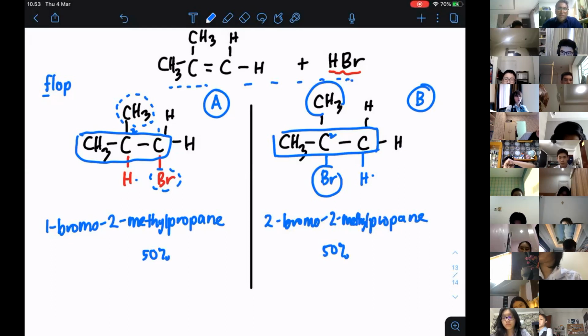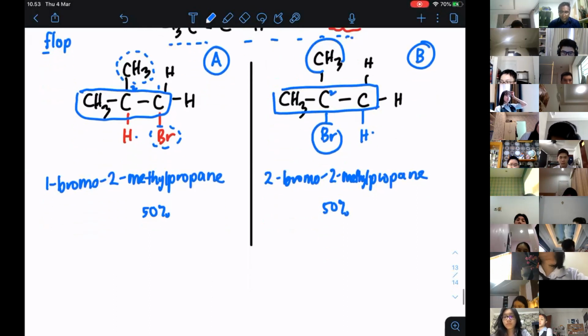Normally when we look at just this question alone, we think it's going to be the same. But we will have a major product and a minor product, which is related to what we have learned earlier. Let me recall this for you.